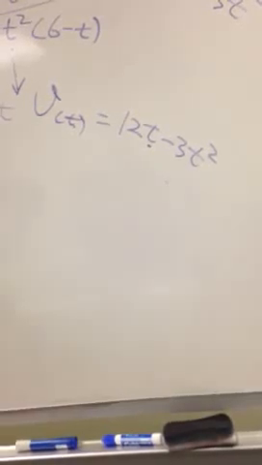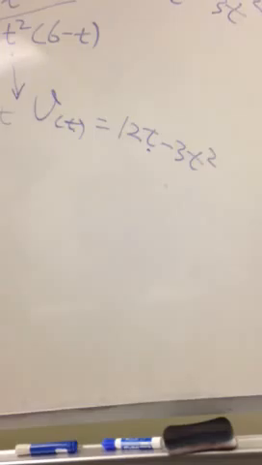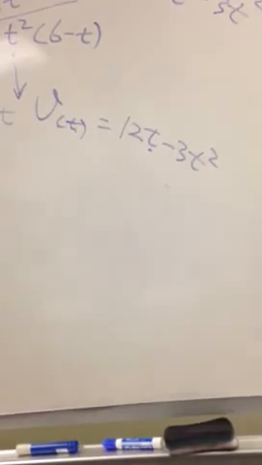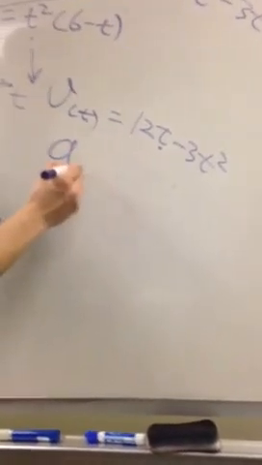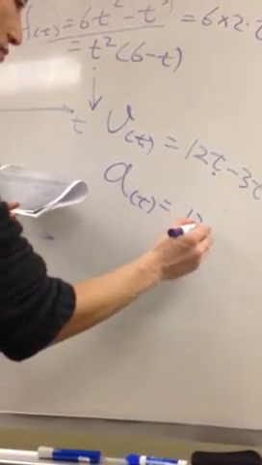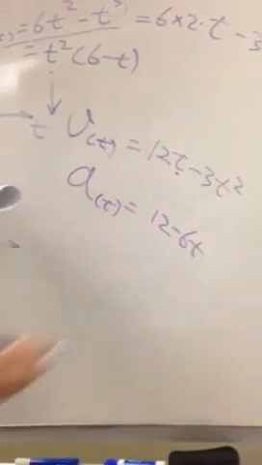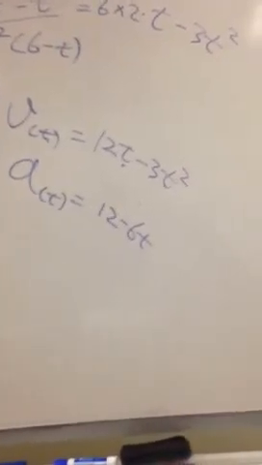Get the speed, right? Second derivative to get the acceleration, right? That would be the second derivative, the derivative of the velocity. So it's going to be 12 minus 6t. That's the acceleration.